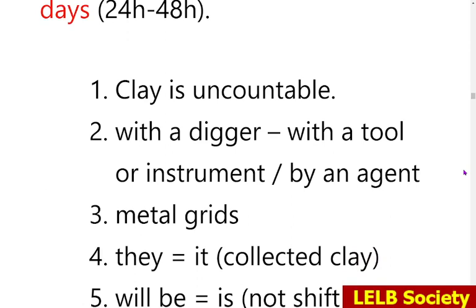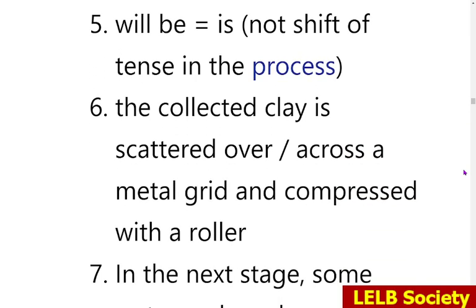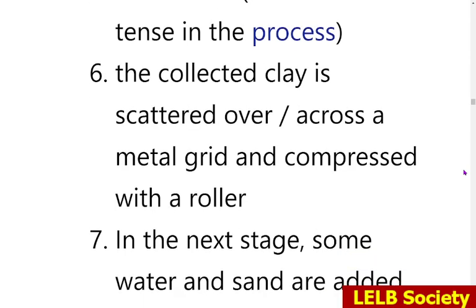So first of all, clay is uncountable, with a digger, not by a digger, with a tool or instrument, by an agent. And number 3, metal grids, not mental grids. Collected clay. So "will be" should change to "is" because you are not allowed to use a shift of tense in the process. And the collected clay is scattered over or across a metal grid and compressed with a roller. So this is much better if you just change this part.